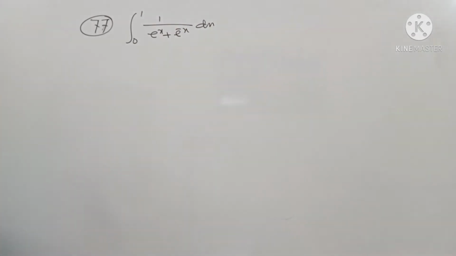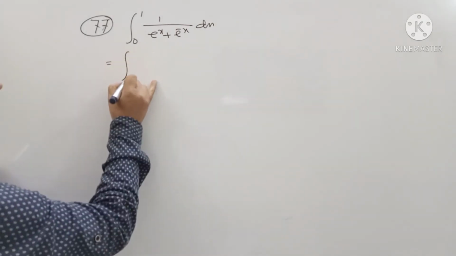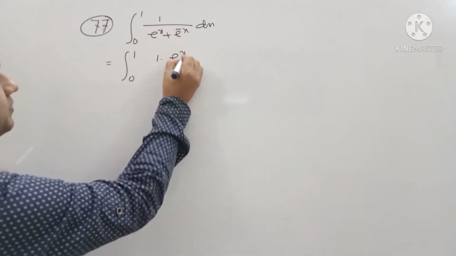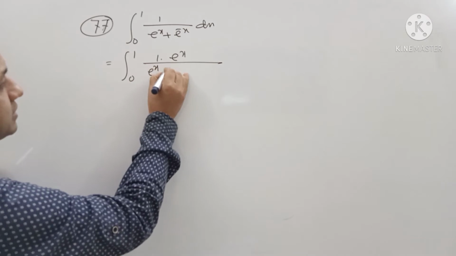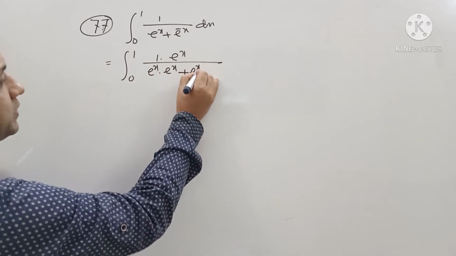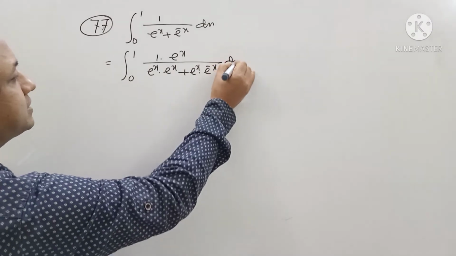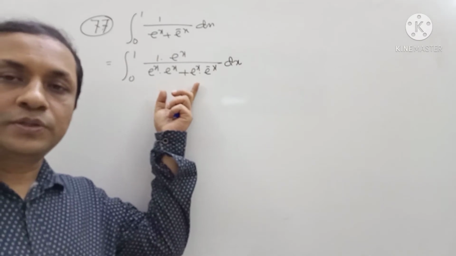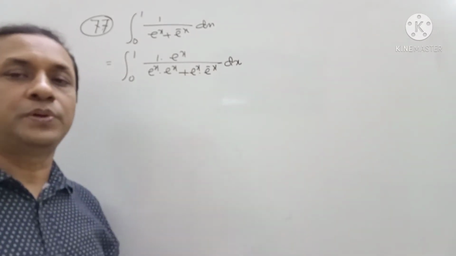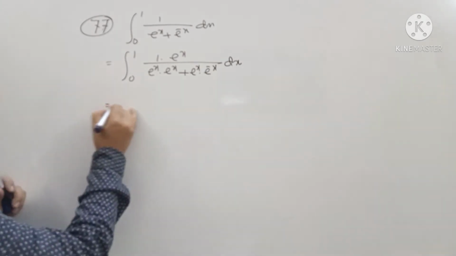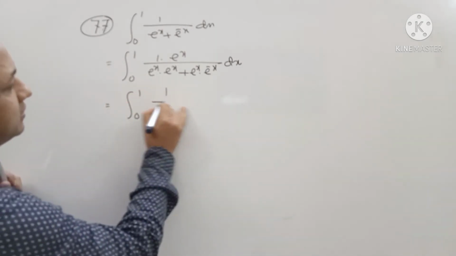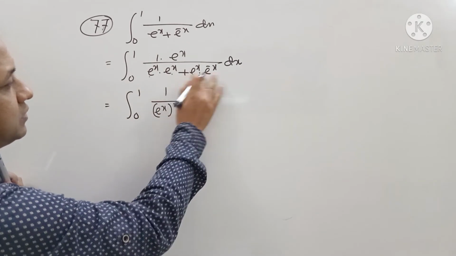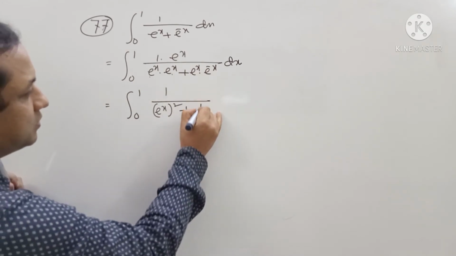So student, look at the board. Now multiplying numerator and denominator by e to the power x, we get e to the power x, over e to the power x into e to the power x plus e to the power x into e to the power minus x, dx. Attention please, student, here we multiply numerator and denominator by e to the power x. Then we can write 0 to 1, e to the power x over e to the power x whole square plus 1, since e to the power x times e to the power minus x is 1.